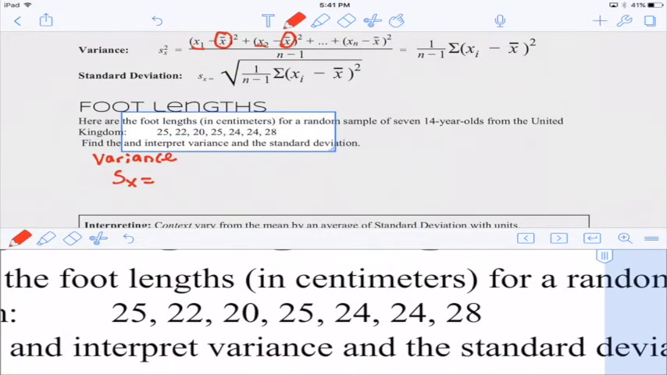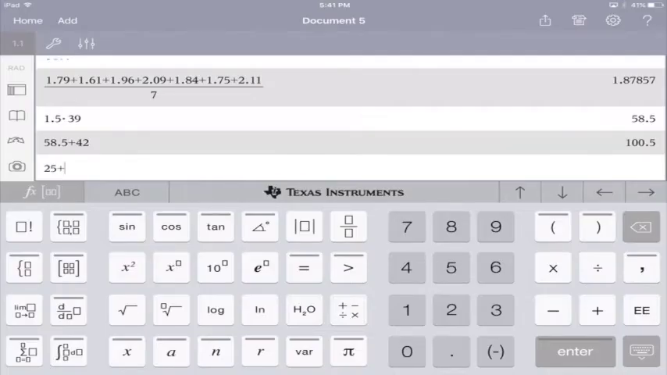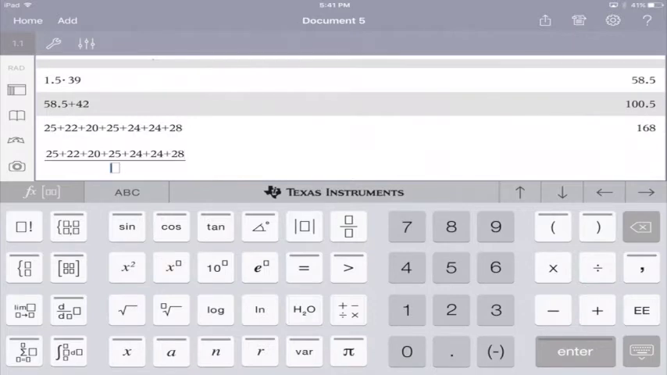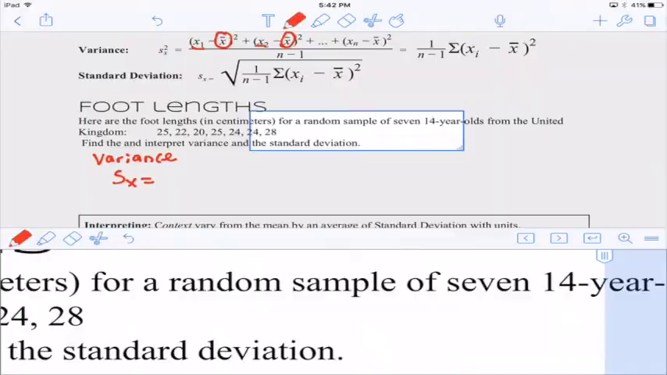So I'm going to take my foot lengths from 14-year-olds from the UK, and I'm going to find the mean using my calculator. So I'm going to add them all up and divide by 7, because there's 7 of these. So there we go. That's our mean of 24.